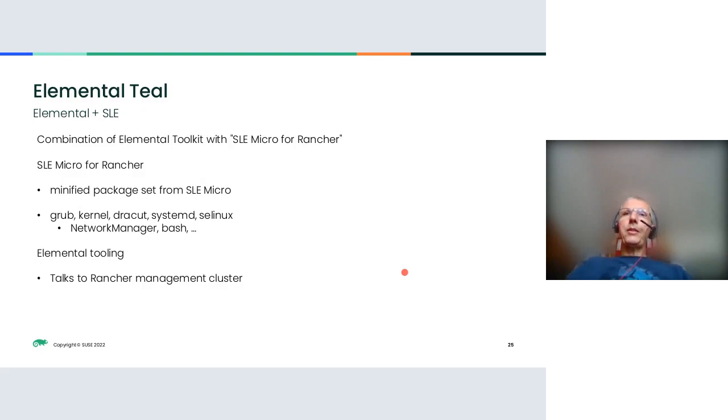And what we will announce next week and introduce to our customers is what we call Elemental Teal. That is the combination of the Elemental Toolkit, as just described, with SLEmicro for Rancher. SLEmicro for Rancher is a minified set of packages taken from SLEmicro. That is basically GRUB, kernel, dracut, systemd, SELinux, and a couple of other packages in order to configure and set up networking and make the connection back to the management cluster on boot. And then there's the Elemental tooling, which is talking to the management cluster and gets commands and things to do.